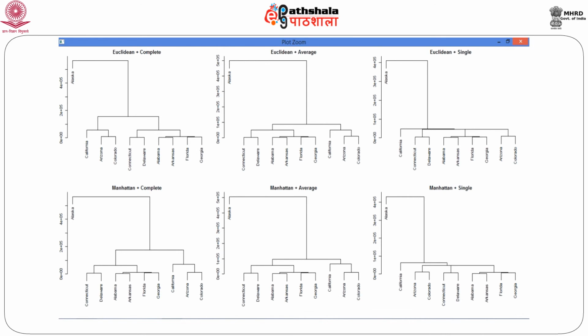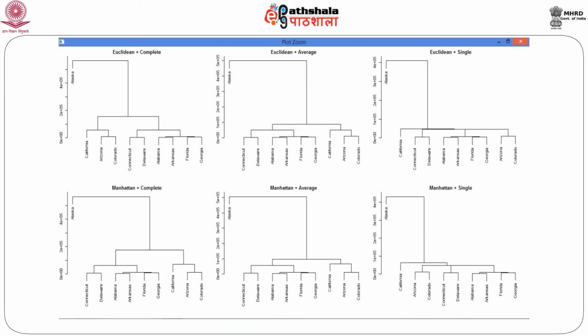Finally, for most of the states, there are a few which keep together. For example, California, Arizona and Colorado keep together most of the time, except here, with Euclidean and single linkage, where California, Connecticut and Delaware come in, and Arizona and Colorado go here. But most of the time, the cluster composition remains the same. The cluster positions might vary according to the values it gets, but the cluster composition is the same.